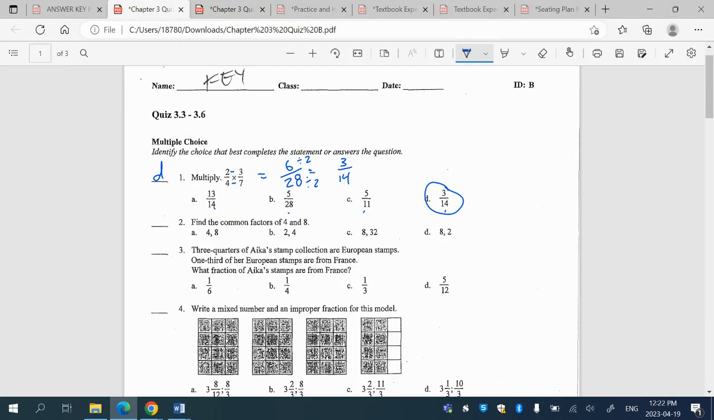Let's look at this one, the factors of 4 and 8. So we got 1, 2, 4 for 4. For 8, we have 1, 2, 4, and 8. So what do we got in common? Again, they don't have the 1 on there, but they got 2 and they've got 4. So it's also B.